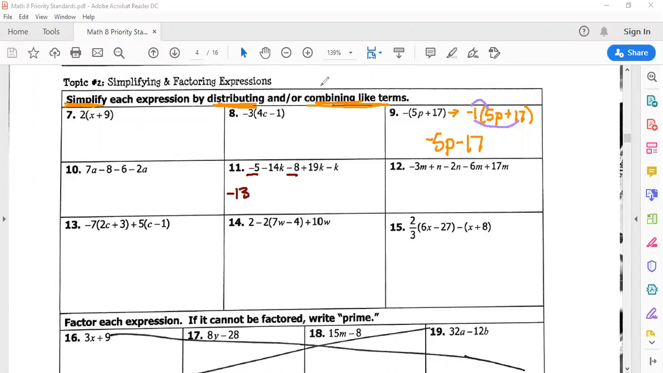Then we have -14k. Remember, that's a -14k. The sign there goes with it. We have a +19k. And then we have a -1k. So -14 and +19 is +5. -1 is +4. So our answer then is +4k. So combining like terms, distributive property, these are all the things that we have practiced in class.